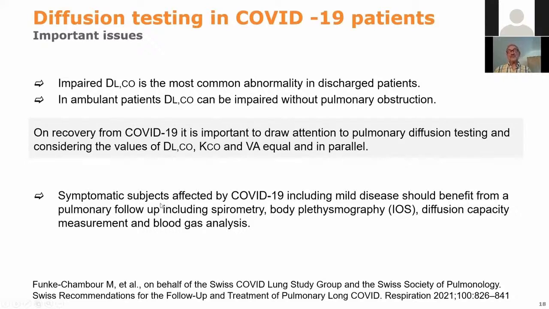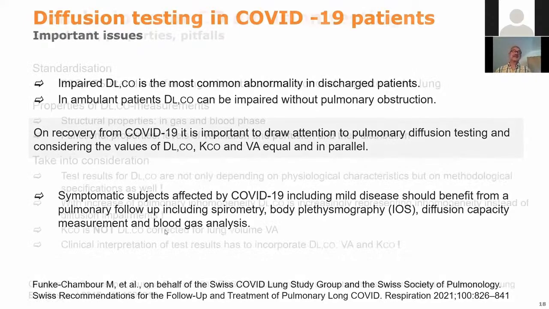Symptomatic subjects affected by COVID-19, including mild disease, should benefit from a pulmonary follow-up. That's recommended, including spirometry, body plethysmography or IOS, and diffusion capacity measurement and blood gas analysis.